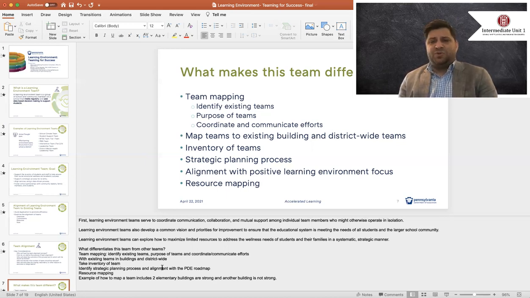We want to map teams to existing building and district-wide teams. We want to take an inventory of the team. So who's on the team? What is the team's strategic planning process? We really want to look at the strategic plans of the existing teams. If we are doing an alignment of this new learning environment team to some existing teams, we really want it to be a positive focus. We want it to be a positive learning environment focus when we're looking at this. And we want to look at resource mapping.